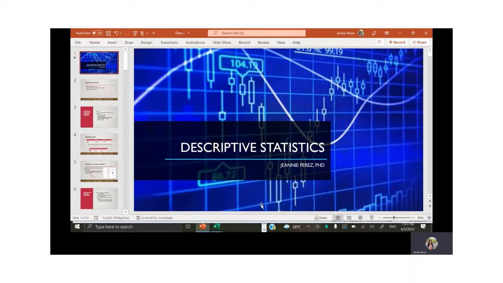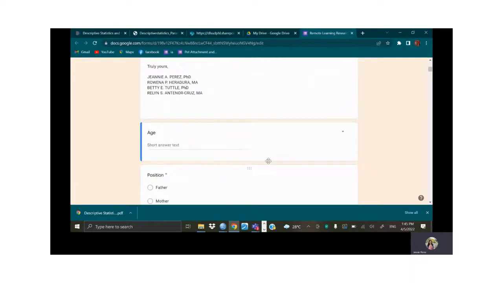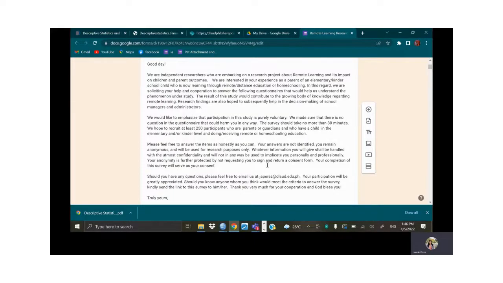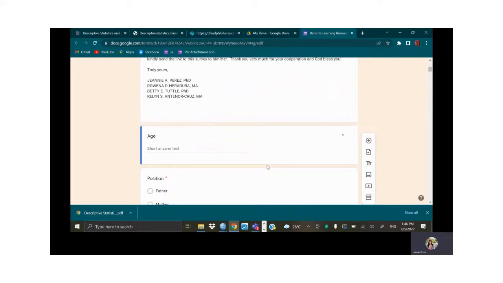Okay, so before that, let me just give you a walkthrough of what you will be doing. In your research, you would be conducting your research online. You will be gathering your data online. So this is an example of my previous research on remote learning. Self-efficacy of parents in remote learning setup, remote learning and homeschool setup.